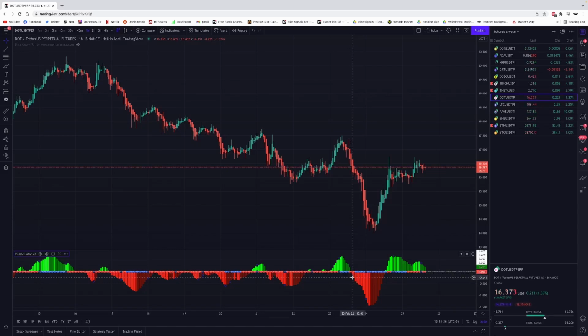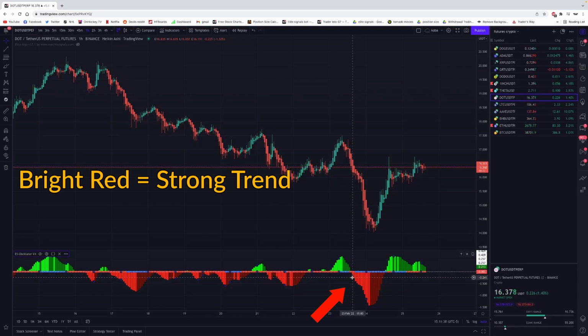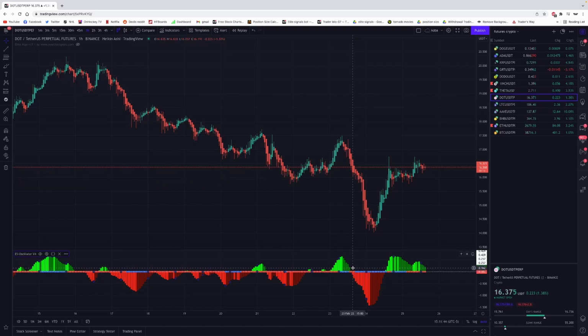So a bright red bar right here will basically represent a very high trend. That means it's currently trending downwards very strongly, up until the point where we hit right here, where we have a dark red box. This is where the price has started to lose momentum going downwards, and this is an area where you can consider taking a profit or closing your trade. Very, very simple if you were in a short position.